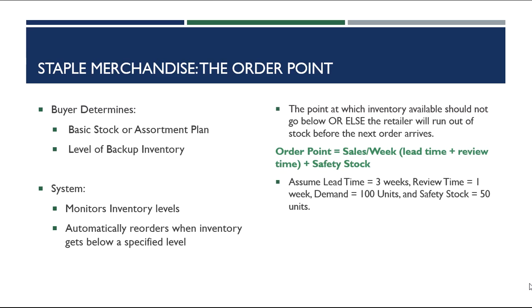So if I want to tell the system what the order point is, I put that together like this. My sales per week, my demand, is 100. I'm going to multiply that by my lead time plus my review time, and then I'm going to add my safety stock.